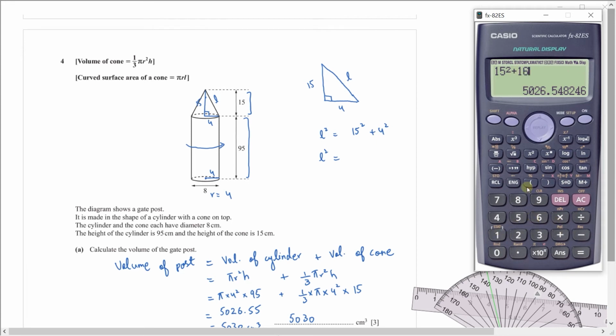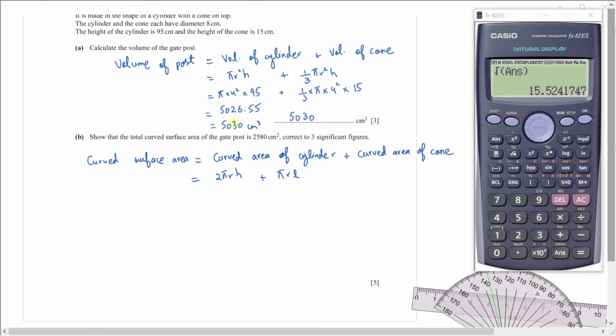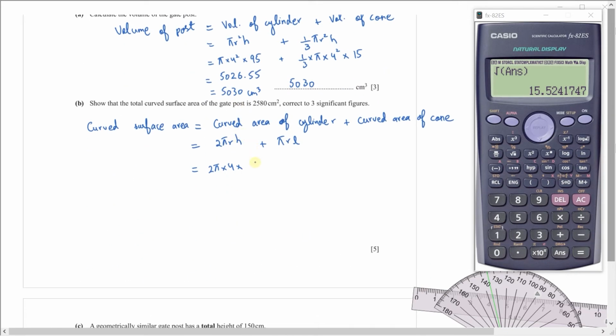So 15 square plus 16, which is 4 square, and then L square is 241. L will be the square root of 241, so 15.52. This is my value of L. So now we can find the curved surface area. Let me substitute the values here: 2 pi r, where r is 4 and the height of the cylinder is 95, plus pi, radius again 4, multiplied by L, 15.52, that we calculated just now.